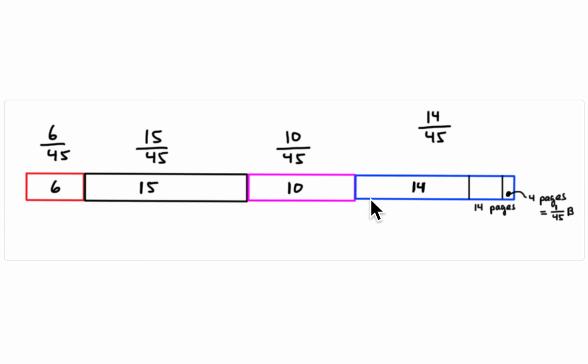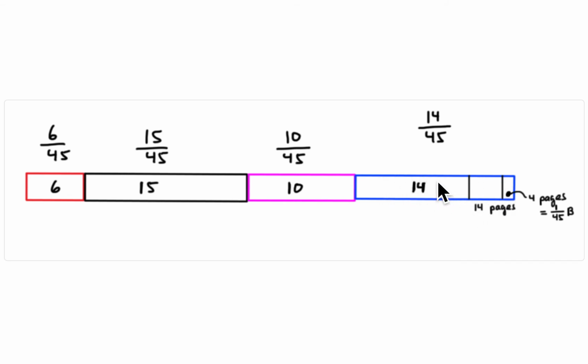So we have 4 parts. One part is 6/45, so this is 6 units. Another part is 15/45, so this is 15 units. Another part is 10/45, so this is 10 units. And the last part is 14/45, so this is 14 units.